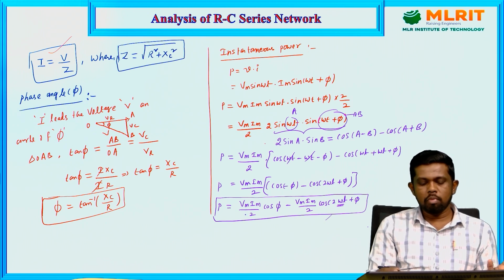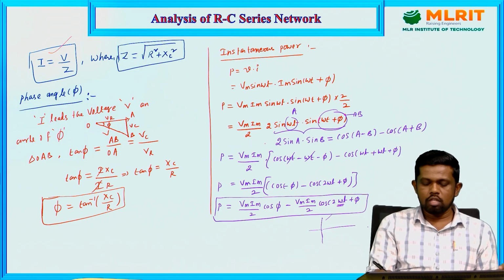The average power, and the average value of the variable part or the pulsating part over a complete cycle, should be 0. Why? Because it's a cosine function of double frequency, so the average value will become 0 only. So like that we will get the waveform. Based on that, the average value of this one is 0 and also the average value of this one is 0. So the variable part of the instantaneous power should become 0.